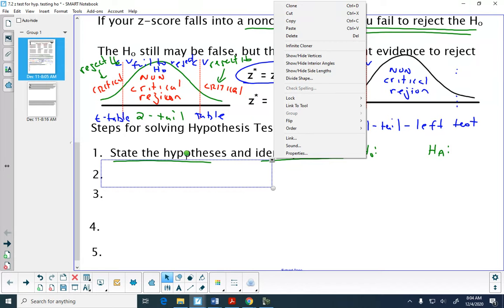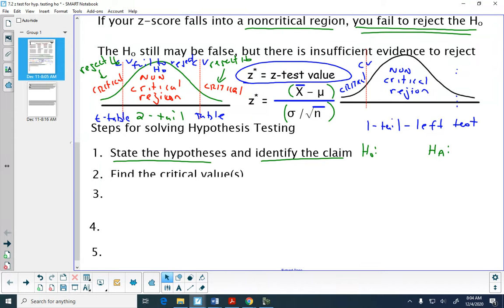Step number 2, find critical values. And when I talk about the critical values, we're looking at the t-table. So we find our critical values from the t-table.